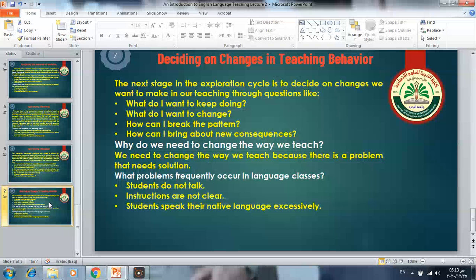Now, what problems frequently occur in language classes? What are the problems that currently occur in language classes? Of course, some of them are, like, students don't talk, instructions are not clear, students speak their native language excessively. These are examples of the kind of problems that occur inside language classrooms.